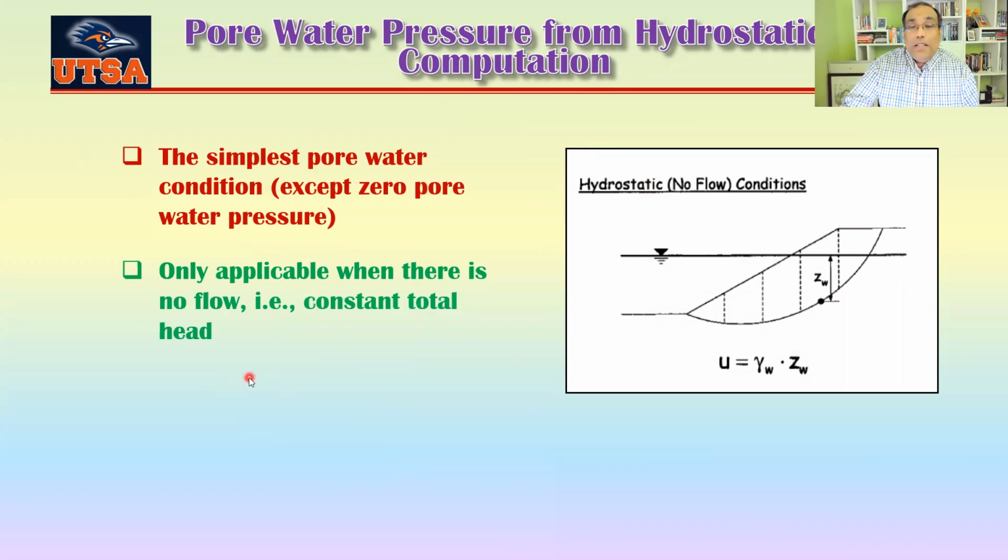But not many situations would be that simple, because the other side of the slope might have a different water level. When the water level is different, the flow will occur. When the flow occurs, you cannot use that simplistic formula, because the total head is no longer constant.